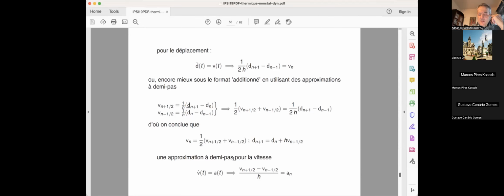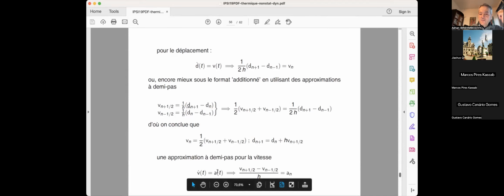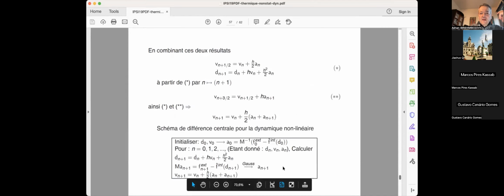If I do a similar approximation to V dot equal to A, I can take the Vn plus 1/2 minus Vn minus 1/2 divided by h is equal to An. And then basically I can connect these two things together. So when all is said and done, I can say that Vn plus 1/2 is equal to Vn plus h over 2 times An, and dn plus 1 is dn plus h Vn plus h over An.